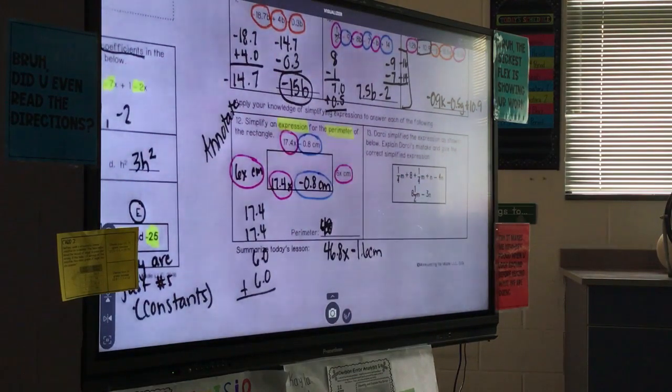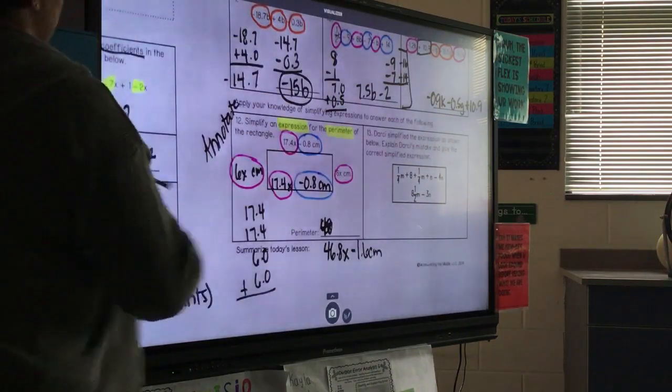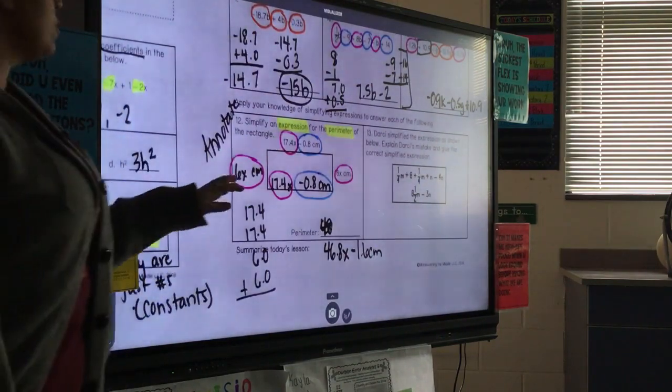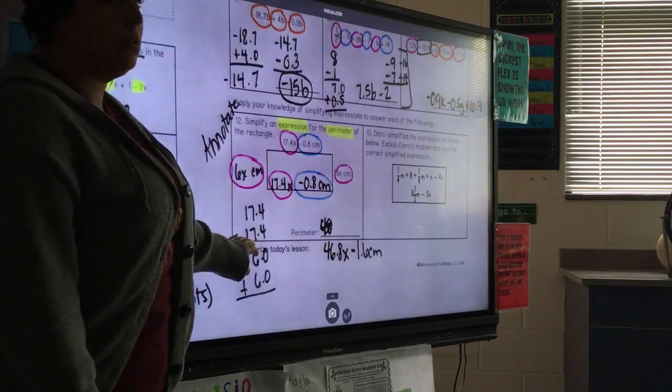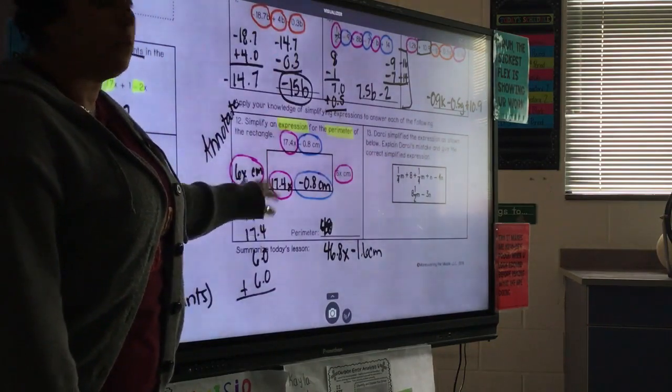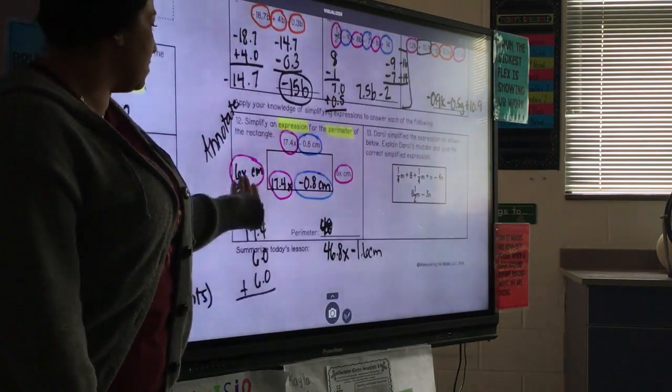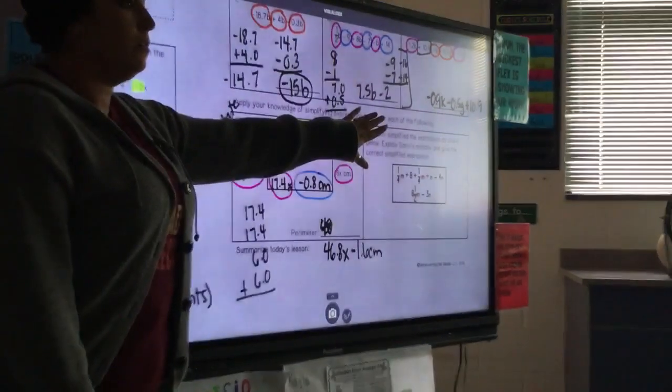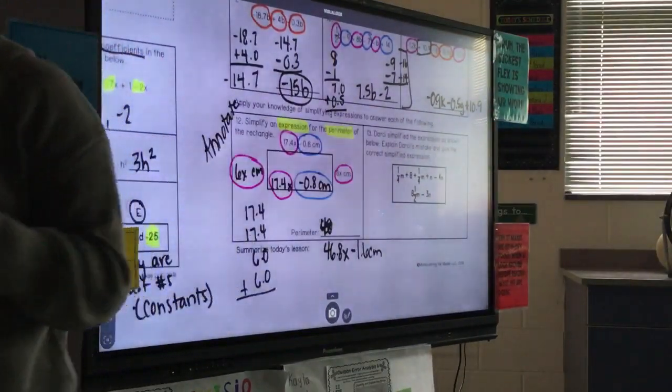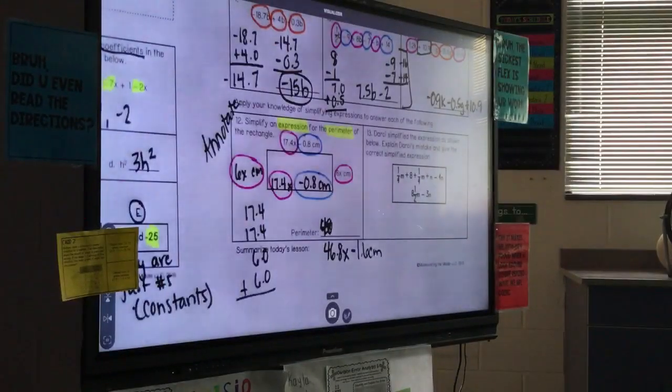Thumbs up if you got that right. No? Alright, so listen guys. Some of us are saying no. So looking at the work, where did you go wrong? We added all these because they're all the same, right? This is still just combining like terms. This is not anything crazy. It's just combining like terms with a different concept of perimeter.